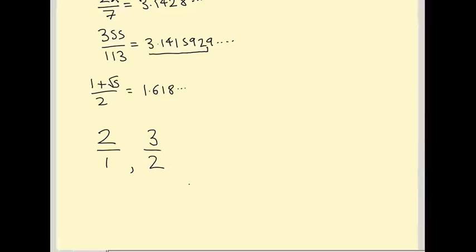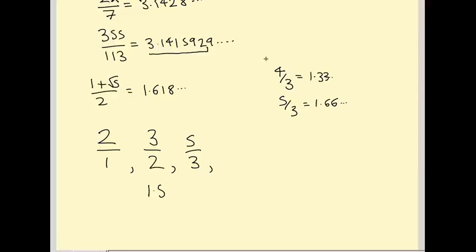What if we allow ourselves a 3 in the denominator? Let's think. So what about 4 thirds? 4 thirds is 1.33333. 5 thirds would be 1.66666. So if we increase the numerator any more, we're going to get further away. If we decrease the numerator any more, we're going to get further away. So which of these two is closest to 1.618? It's 5/3. And actually, that's closer than we already got, right? This here was 1.5, and 1.66666 is closer to 1.618 than 1.5 is. So 5/3 is another best rational approximation. It's the best amongst the numbers we've seen so far.